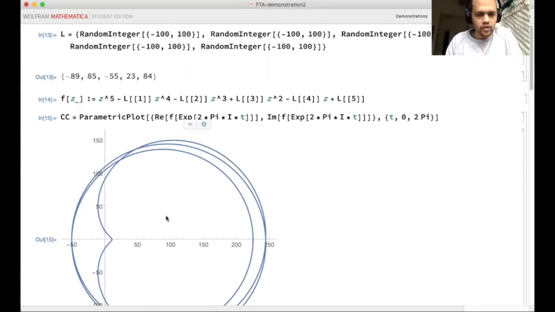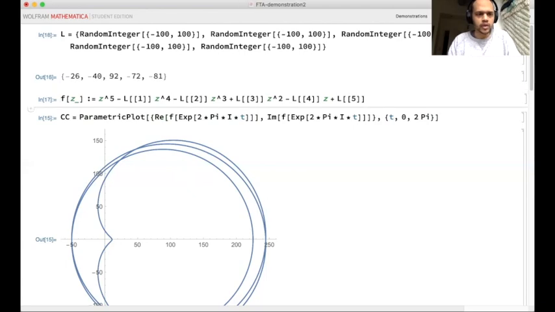What I've drawn here is the image of the unit circle under this map. This is a parametric plot. We're evaluating the polynomial on e to the 2 pi i t. So that's the unit circle, and we're doing it for t from 0 to 2 pi.